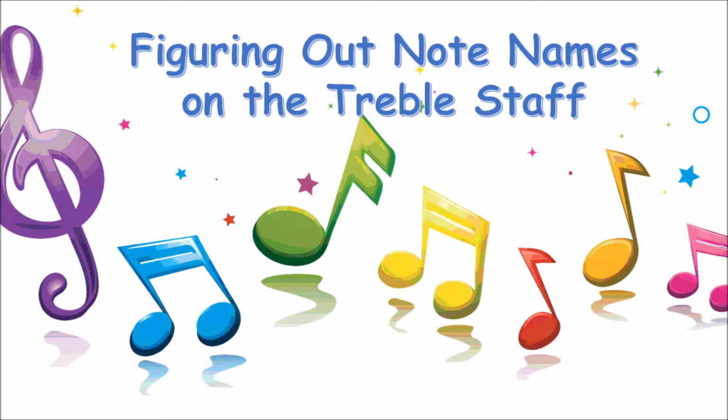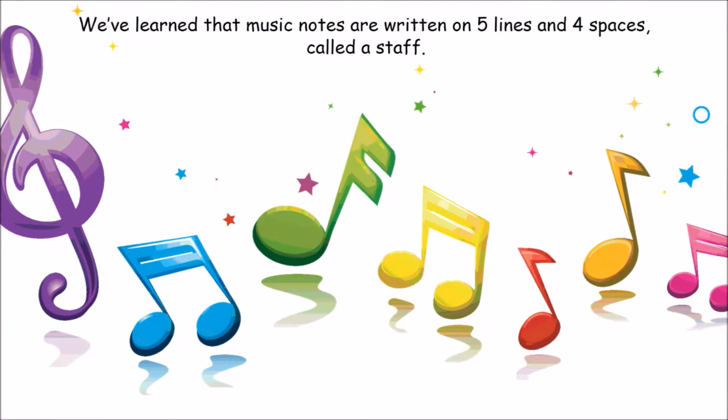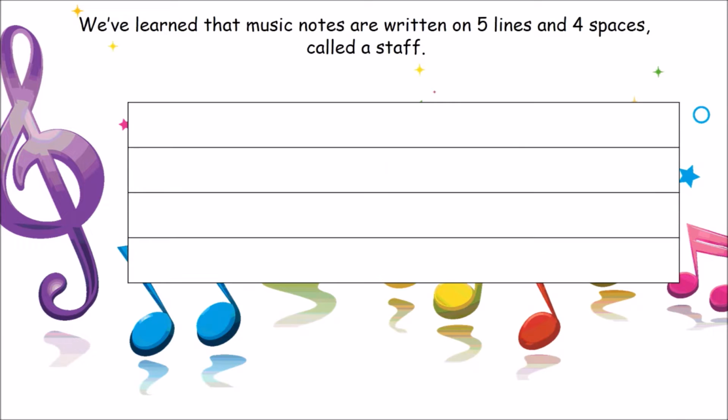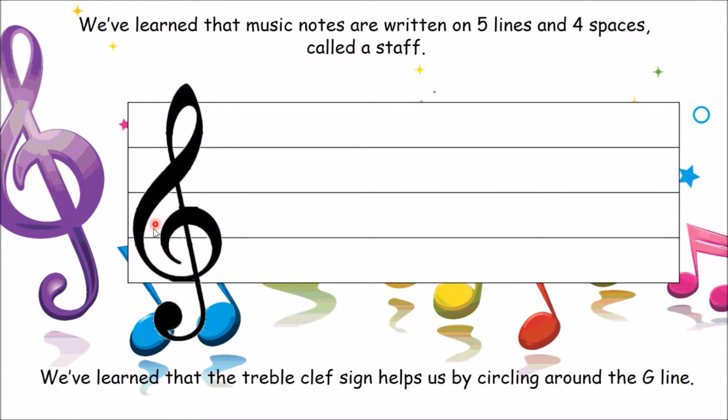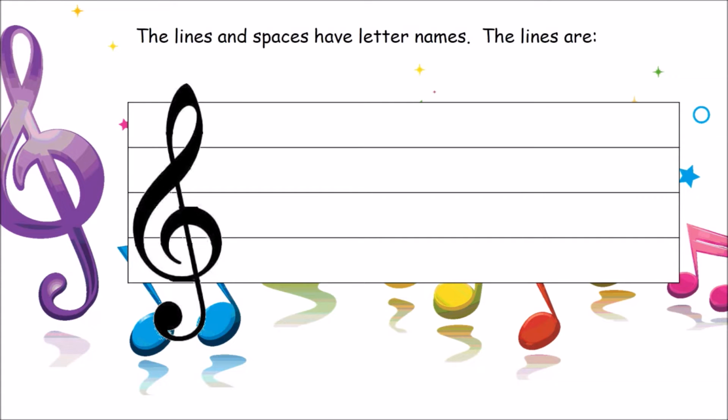Figuring out note names on the treble staff. We've learned that music notes are written on 5 lines and 4 spaces, called a staff. We've learned that the treble clef sign helps us by circling around the G line. The lines and spaces have letter names.